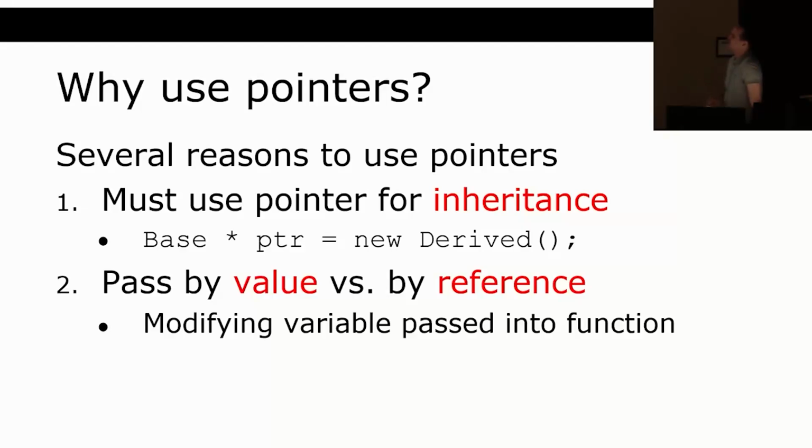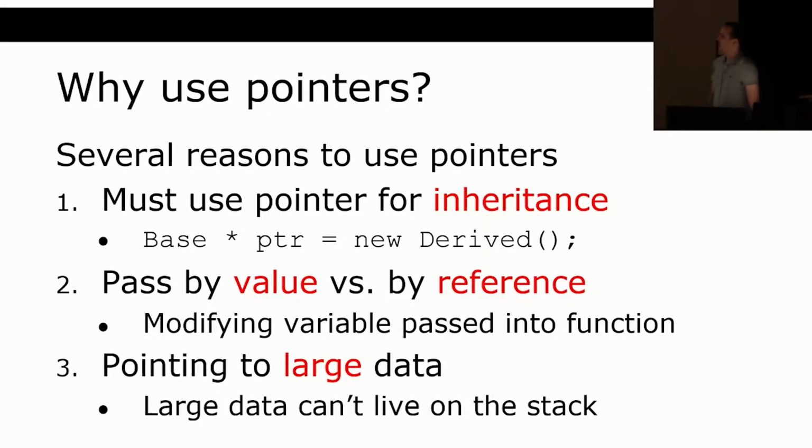Also, we would use pointers because of pass by value versus pass by reference. So for example, if we ever want to modify something that we have passed into a function, we would have to use pointers for that. Or also pointing to large data, right? So if we have a large amount of data, you're doing some big machine learning thing and you got to load a gigabyte from a file, you certainly can't put that on the stack. So these are 3 main reasons why we would want to use pointers.